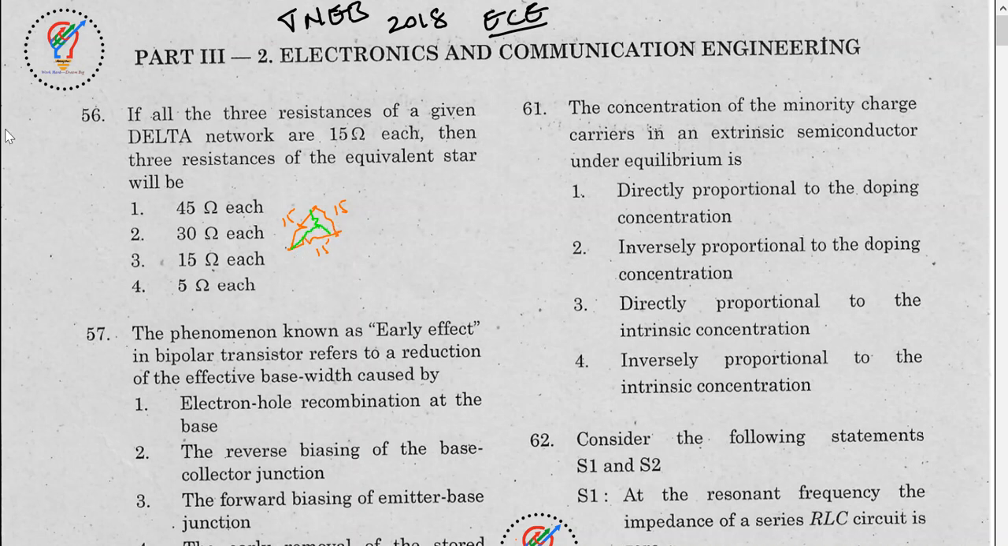Now we know the basic formula. The star equivalent will be what? It is the opposite arms. For example, here let me take RA. So RA is equal to the product of the adjacent resistances, that is 15 into 15, divided by the total resistance, 15 plus 15 plus 15. As a simple formula I can write RA is equal to R delta divided by 3. So you get 15 by 3, which is 5 ohms. So if all are equal resistances, the equivalent value will be 5 ohms only. So the answer will be 5 ohms.